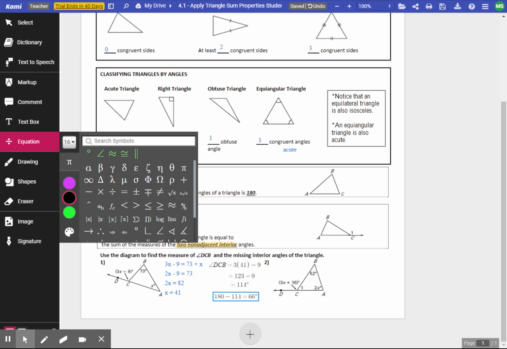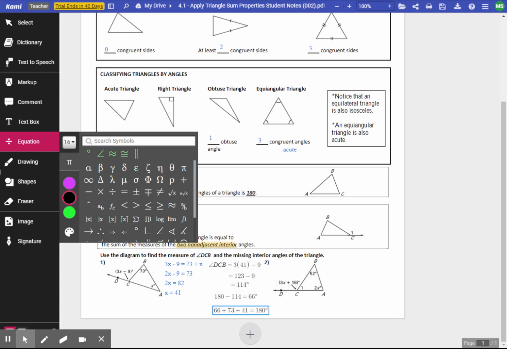Then I'm going to do a quick check to see if my math is right. I'm going to add 66 degrees plus 73 degrees plus, I got 41 for x. I just want to verify that my angles really do add back up to 180. So I would do 66 plus 73 plus 41. I just punch it in my calculator to be fast and lazy. It does equal 180 degrees, so I know that my math actually checks out.